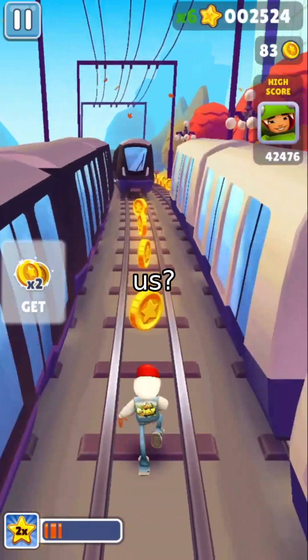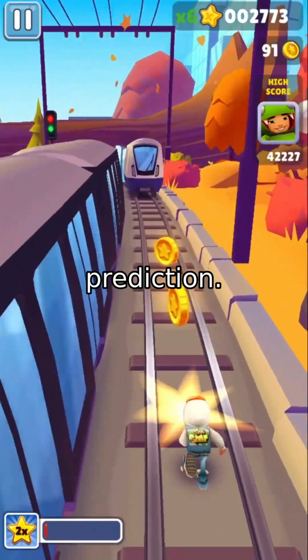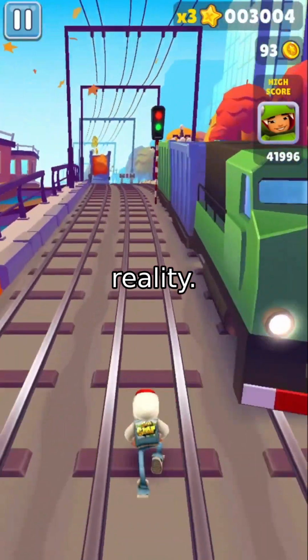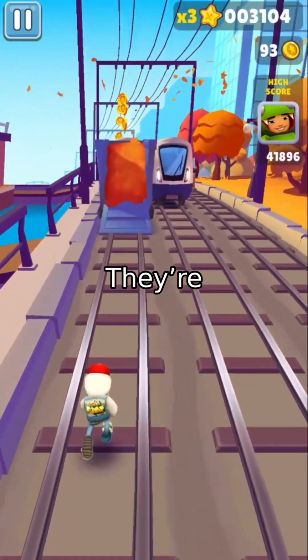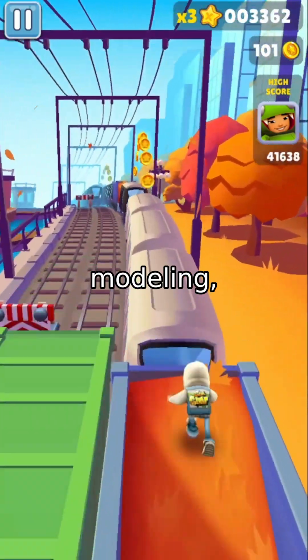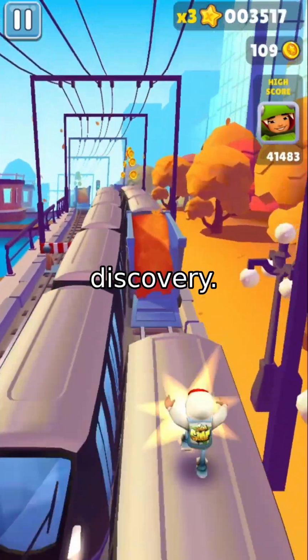So where does this leave us? We're moving beyond black box prediction. We're building AI that understands the structure of physical reality. Neural operators are not just faster. They're more accurate, more generalizable, and more trustworthy in high-stakes applications like climate modeling, aerospace engineering, and drug discovery.